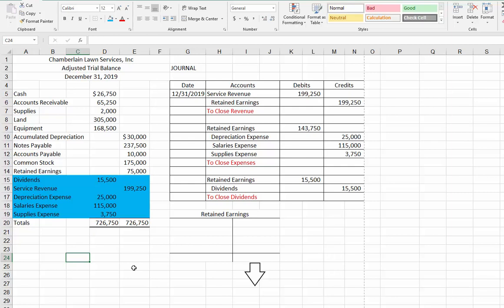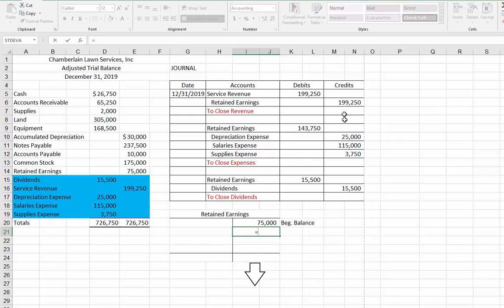Okay, so let's look at what's in our retained earnings now. Remember, when you're in your adjusted trial balance, your retained earnings is showing your beginning balance because it's been sitting there all year. No one's touched your retained earnings since last year. So our retained earnings started out with $75,000. That was our beginning balance. Okay, now, what did we do to retained earnings here? We credited it for $199,250, and that was our revenues.